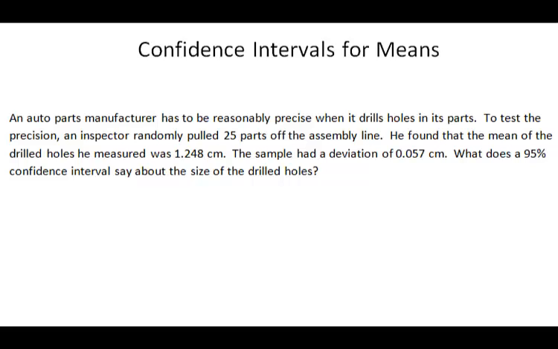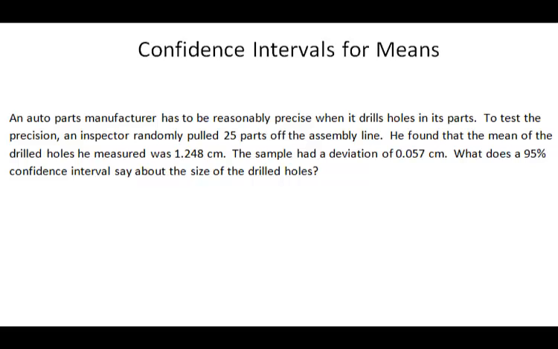In this one, an auto parts manufacturer has to be reasonably precise when it drills holes in its parts. To test the precision, an inspector randomly pulled 25 parts off the assembly line. He found that the mean of the drilled holes he measured was 1.248 centimeters. The sample had a deviation of 0.057 centimeters. What does a 95% confidence interval say about the size of the drilled holes?